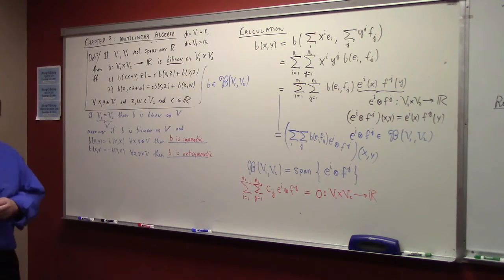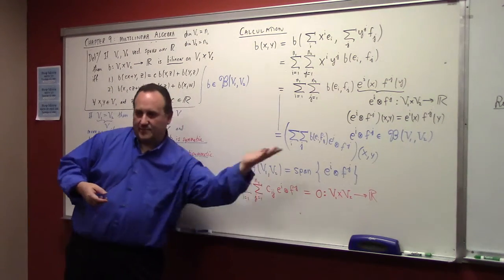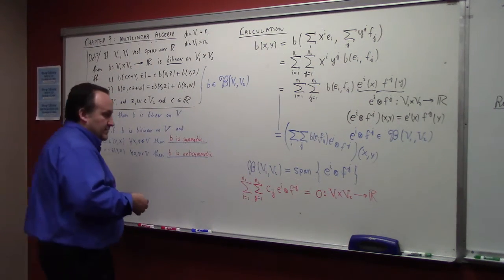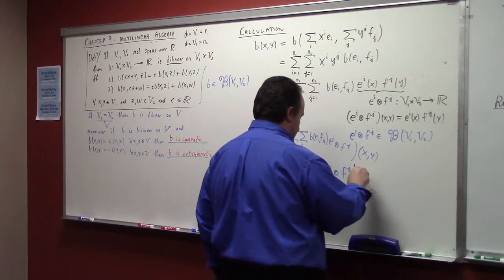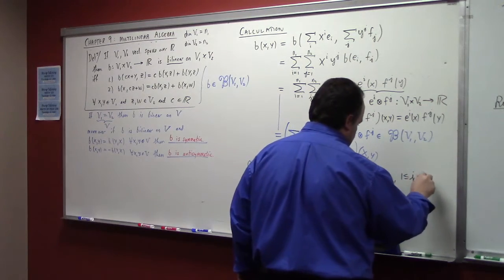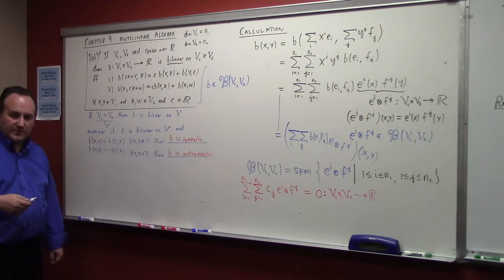What do you do? This is true for all possible pairs of vectors. Which pair should I use to suit my purposes? What should I feed it? What do you think? We're trying to show linear independence of this set, e^i tensor f^j, such that 1 less than or equal to i less than or equal to n1, 1 less than or equal to j less than or equal to n2. I would like to argue that the thing in curly brackets is in fact a basis for the set of bilinear maps from V1 to V2.